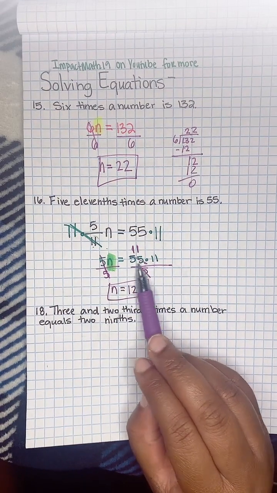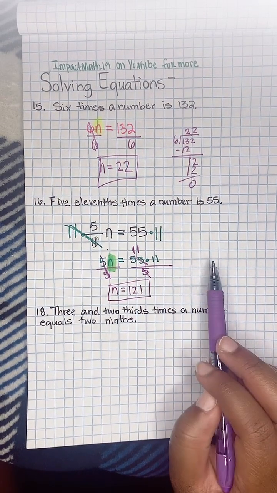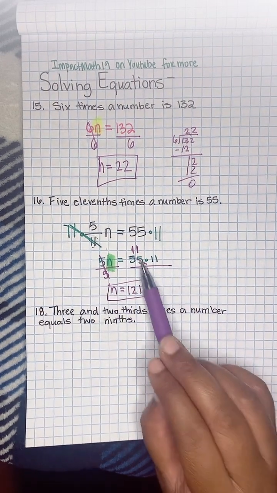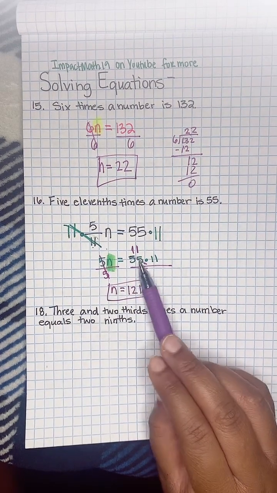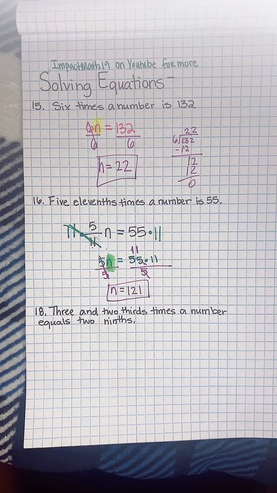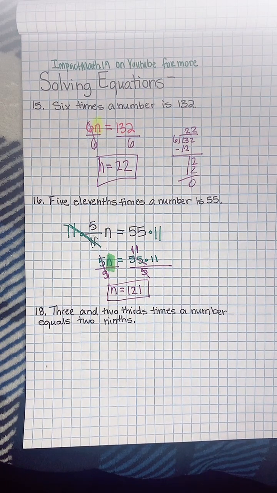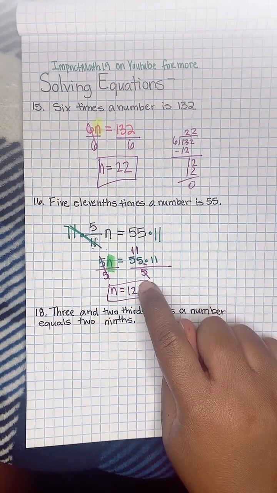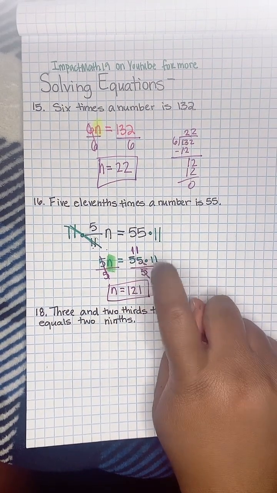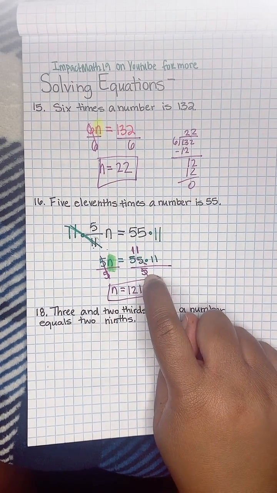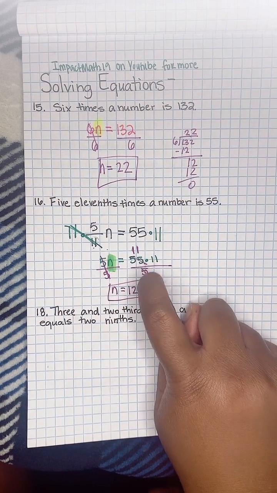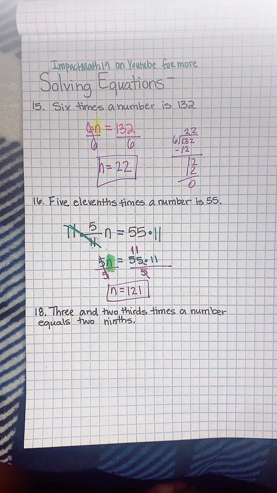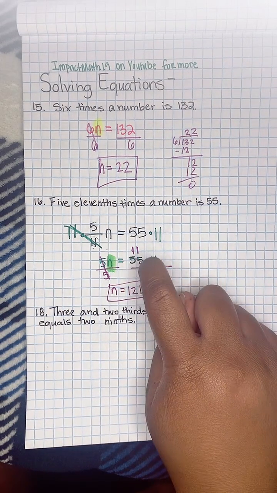Because if I waste time doing 55 times 11, I don't have time, especially when it's a time test. So I could literally just drop this down. I know I'm going to divide by 5. And then 11 times 11 is much easier than doing 55 times 11. Exactly. If you have no calculator, do not waste your time doing 55 times 11 and then having to divide by 5. Just drop it down and divide by 5. 55 divided by 5, and leave that 11. And do 11 times 11.